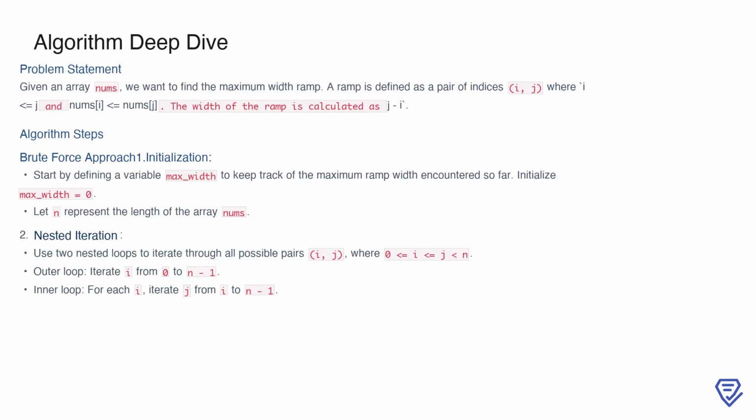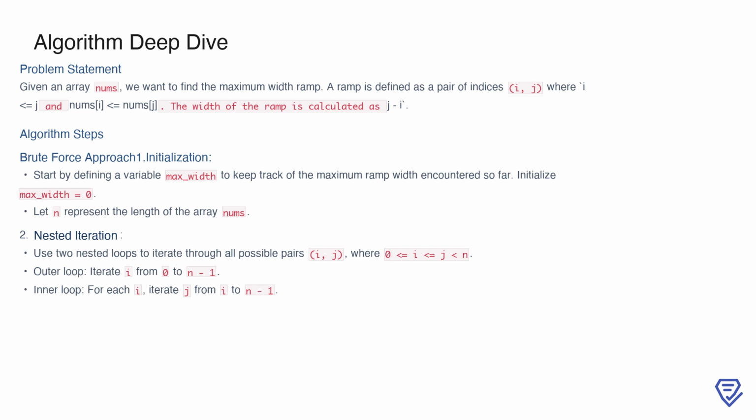In this problem, we're tasked with finding the maximum width ramp in an array nums. A ramp is defined by a pair of indices (i, j), such that i is less than or equal to j, and the value at nums[i] is less than or equal to the value at nums[j]. The width of this ramp is simply the difference j - i. To solve this, let's start with a brute force approach.